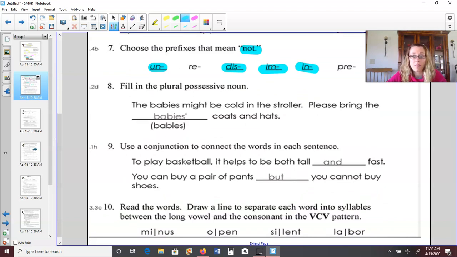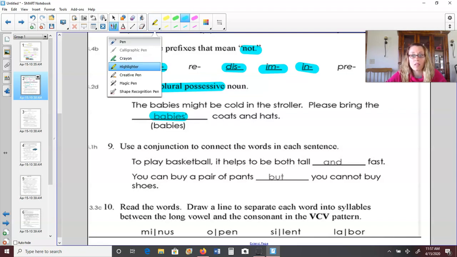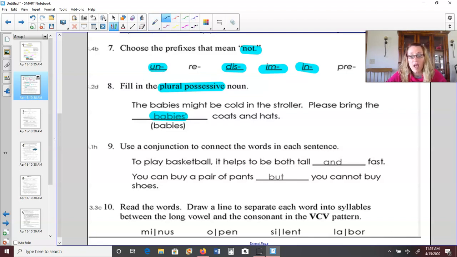On number 8, fill in the plural possessive noun. So plural means more than one, and possessive means there's ownership. The babies might be cold in the stroller. Please bring the babies' coats and hats. So babies means there's more than one baby. And then notice how we need to add the apostrophe after the S. Don't forget that apostrophe. That's how we know that there is possession in this noun. So we're talking about all of the babies and all of their coats and hats. It's the babies' coats and hats.